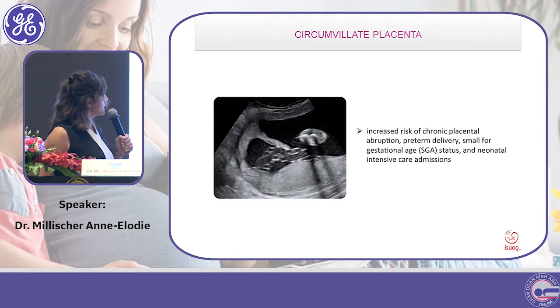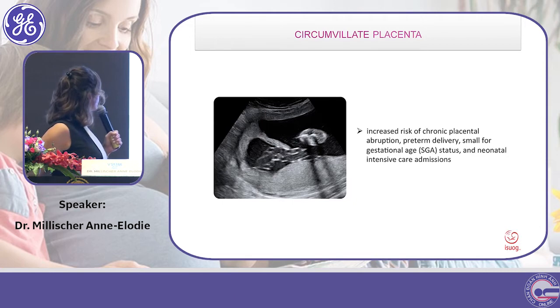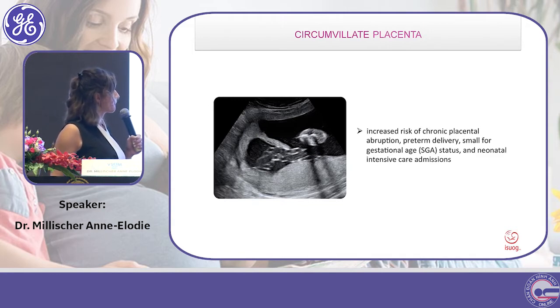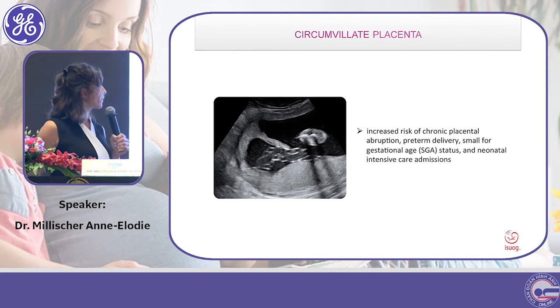We just have to be aware of a possible chronic placental abruption, a preterm delivery, an SGA status. So we have to follow up the growth of the fetus. Khi mà các bạn bắt gặp một cái hình ảnh của cái bánh nhau này, các bạn phải cảnh giác, vì cái bánh nhau này nó sẽ tăng nguy cơ nhau bong non, sanh non, thai nhỏ, hoặc là nguy cơ sẽ bị nhập NICU á, cho nên các bạn phải theo dõi cái thai này.